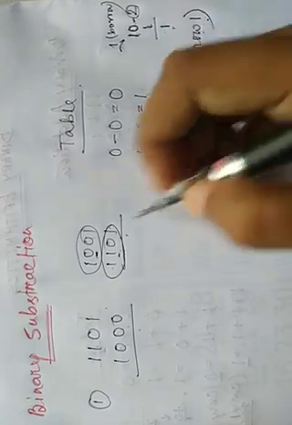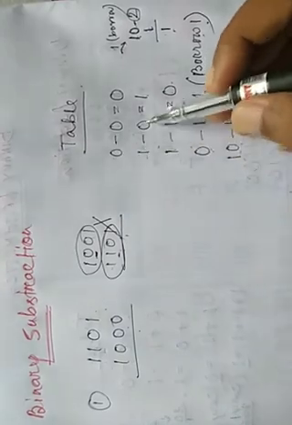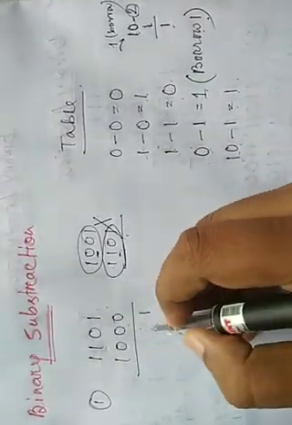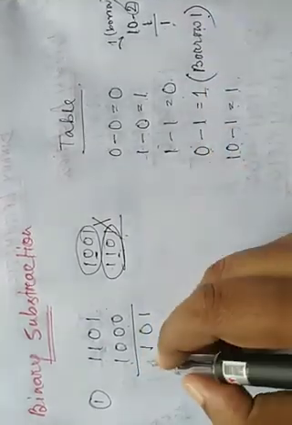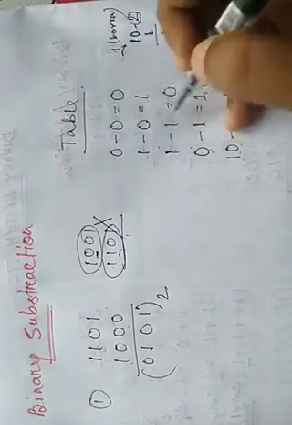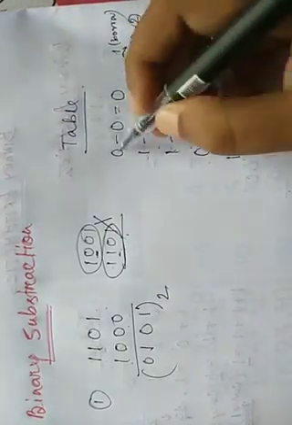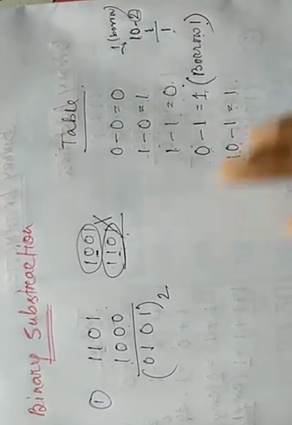Mind it. Now let us subtract. 1 minus 0 is 1. 0 minus 0 is 0. 1 minus 0 is 1. 1 minus 1 is 0. This is quite easy because only these three rules are applied here. So these three rules are very easy.